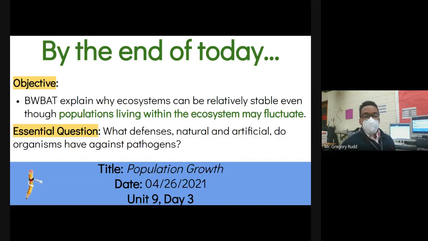But today we are going to talk about population growth. This is probably pretty simple stuff. We've got some definitions that we will introduce to you all, but I think for the most part, this will be pretty intuitive information. The objective is to explain why ecosystems can be relatively stable, even though populations living within the ecosystem may fluctuate. And then the essential question, I keep forgetting to change the essential question.